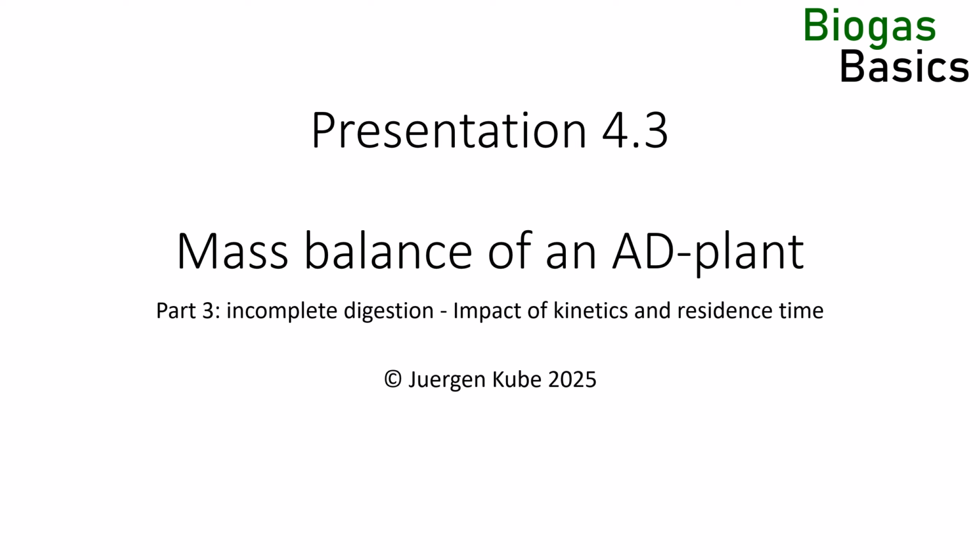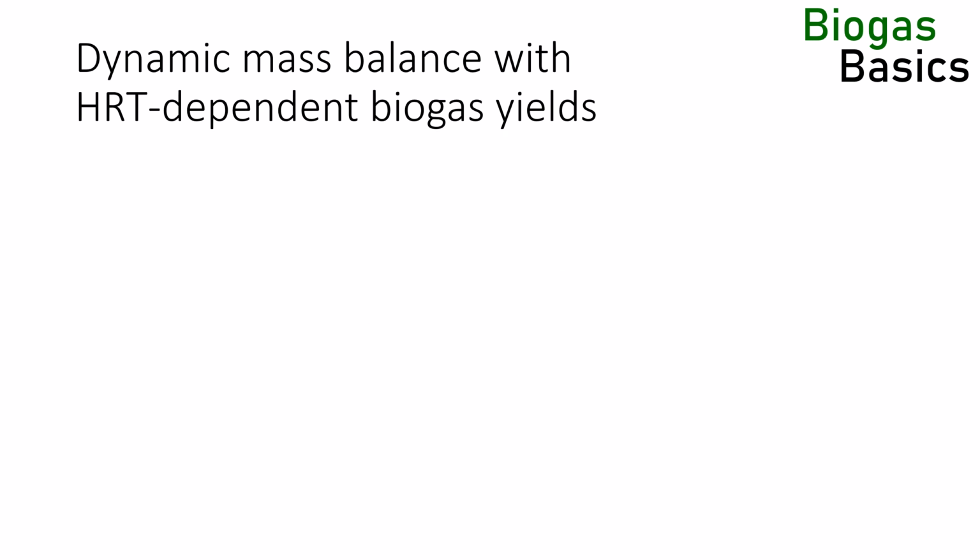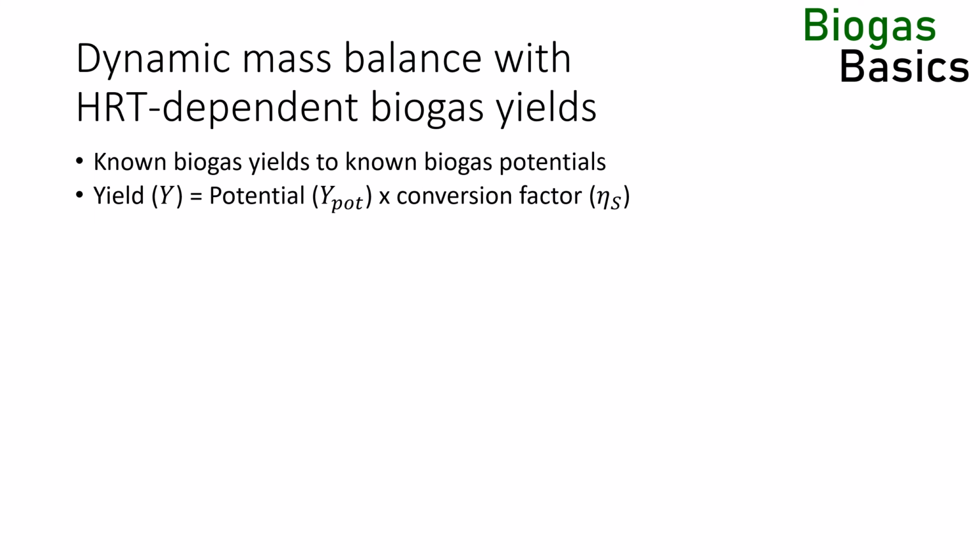In this presentation, we will calculate a dynamic mass balance that takes degradation kinetics into account. It will respond to a change of digester size with a change of biogas yield. In previous mass balances, we have worked with known biogas yields. In this presentation, we are introducing biogas potentials and conversion factors. The biogas yield is the biogas potential times the conversion factor.